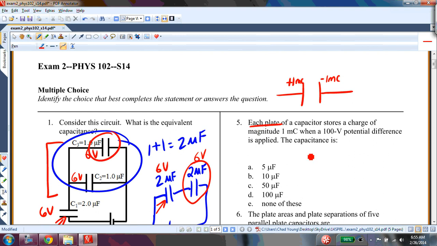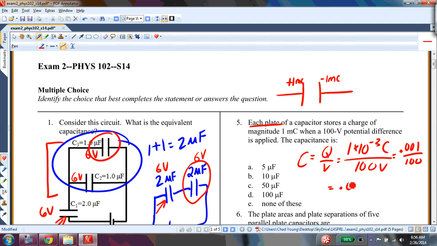Now, here, I want to know the capacitance. It's Q over V. That's 1 times 10 to the minus 3 coulombs divided by 100 volts, or 0.001 over 100. So that's going to be 0.00001 farads. And let's say we need to convert it to microfarads, so we need to move it over 6 spots. 1, 2, 3, 4, 5, 6. So it's going to be 10 microfarads. So B is number 5.